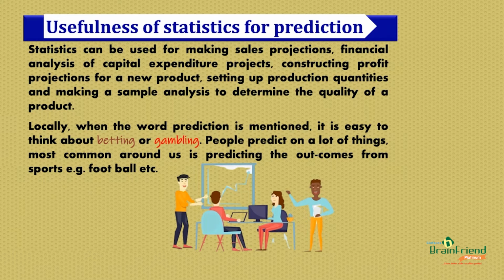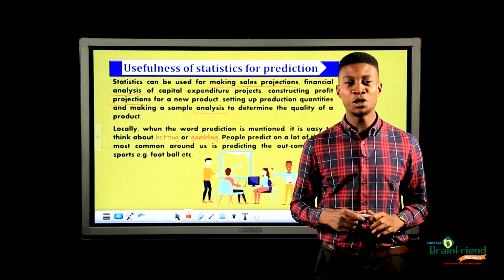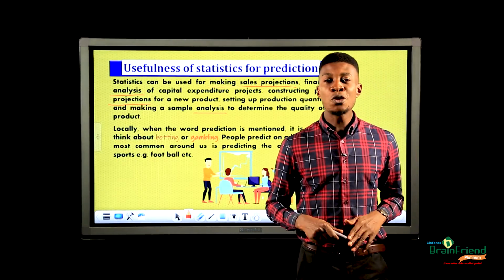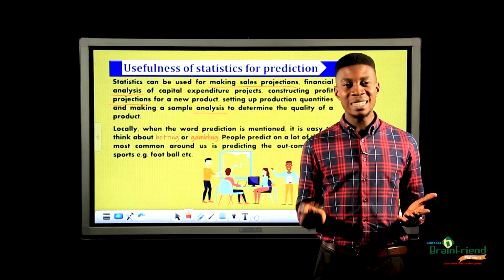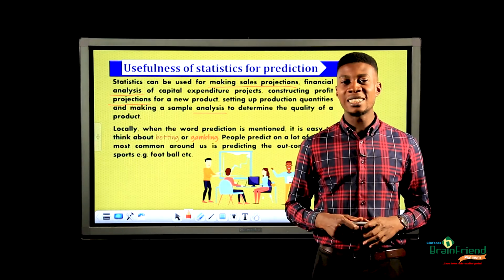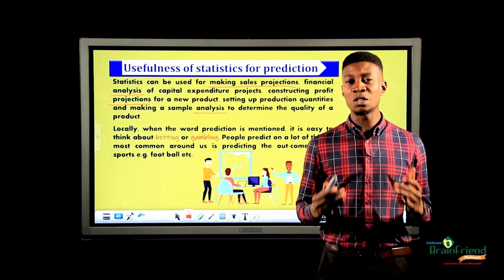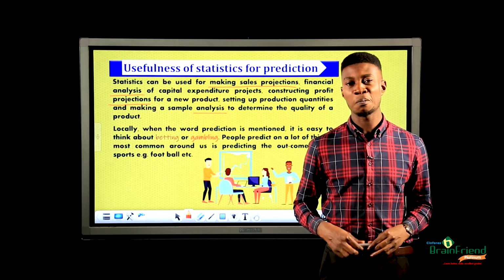Statistics can be used for making sales projections, financial analysis of capital expenditure projects, constructing profit projections for a new product, setting up production quantities, and making sample analysis to determine the quality of a product. Apart from this usefulness I just mentioned, predicting can be used for gambling or betting. Let's go further in this lesson to learn some more about the usefulness of statistics for predicting.